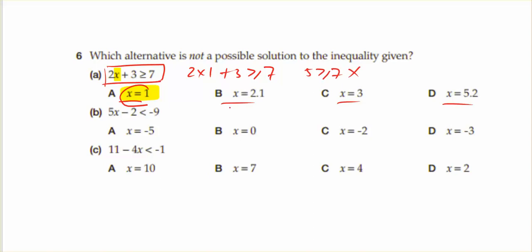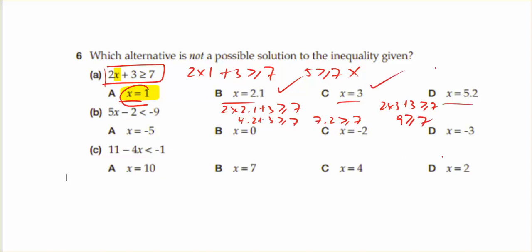What about 2.1? 2 times 2.1 plus 3 is greater or equal to 7. 2 times 2.1, it's double 2.1, so it's 4.2, plus 3 is 7.2, which is greater or equal to 7. Yes, it's actually true, because 7.2 is greater or equal to 7. What about 3? 2 times 3 plus 3 is greater or equal to 7. Let's check if that's true. 2 times 3 is 6. 6 plus 3 is 9. 9 is greater or equal to 7, so that's true.